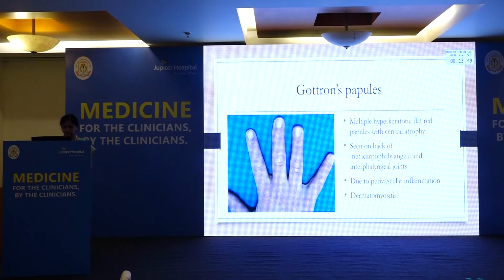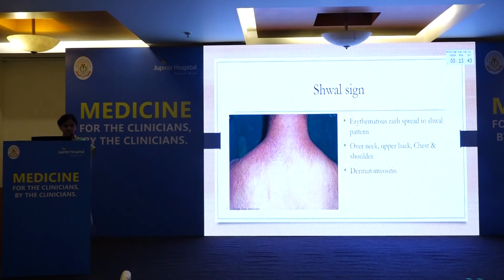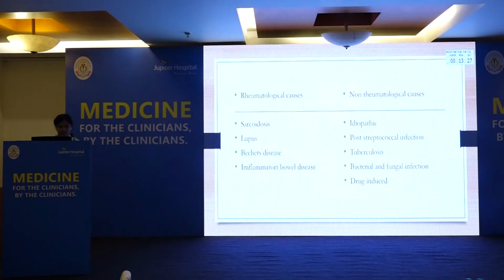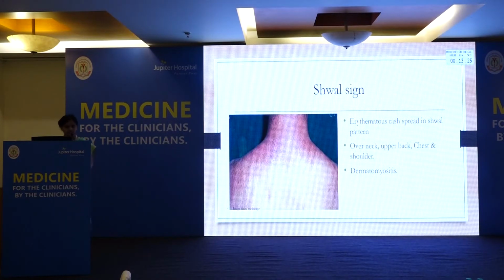So if we are talking about dermatomyositis, a few other skin manifestations are, this is called the shawl sign. This is supposed to be due to photosensitivity. This is the erythematous rash which is spread in a V-shaped manner or shawl-like pattern, hence called a shawl sign, which we can see over the neck, upper back, chest and shoulder. So of the three slides we have seen previously, one of them can give us the diagnostic criteria toward the diagnosis of dermatomyositis.